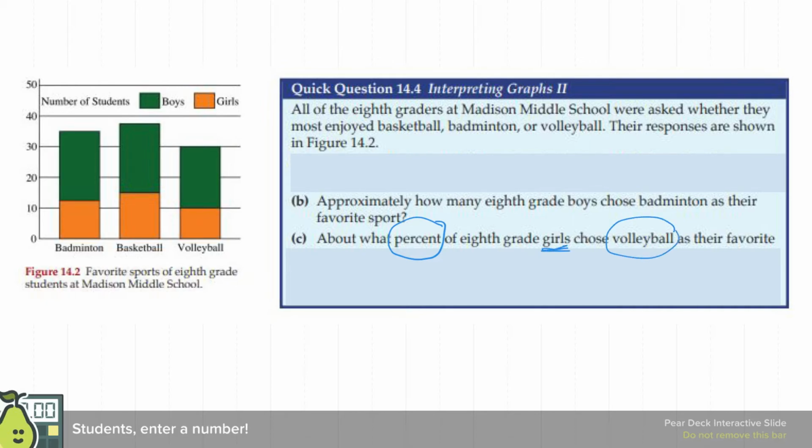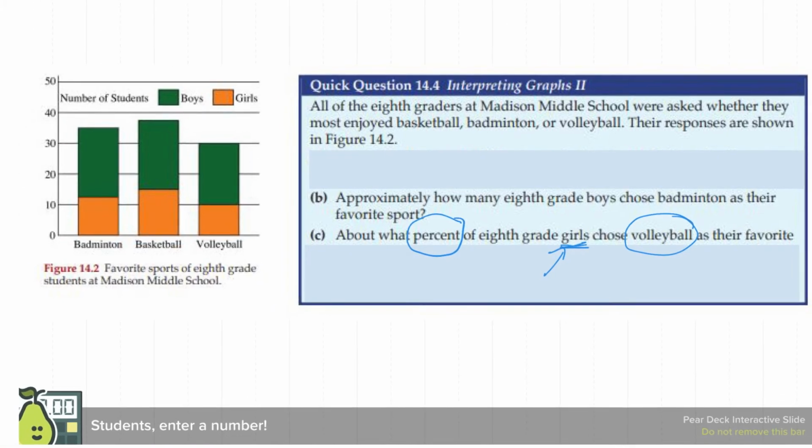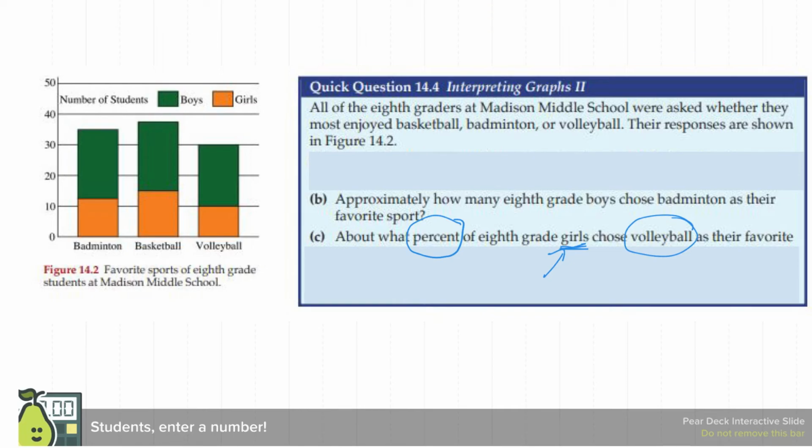So we're going to have to figure out what the percent is of the girls that chose volleyball. So remember the first word, that's what's going to be your denominator. Okay, so the total number of girls, we're going to have to figure out what that is. So let me go ahead and move this over a little bit so I can see it better. Total number of girls. So let's say this one for badminton, that's at about 12. Basketball, we said that was about 15. And volleyball looks like there's about 10.